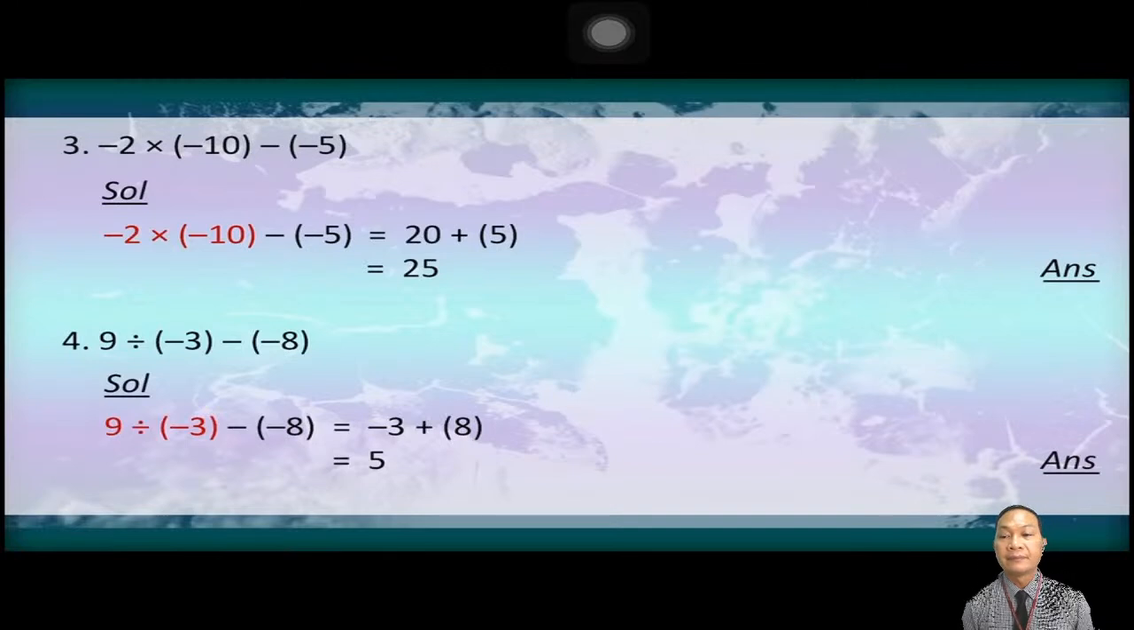Number 3 example. Negative 2 times a negative 10 minus a negative 5. The operations involved here are multiplication and subtraction. So using the rule, we have first to multiply negative 2 and negative 10 before subtracting negative 5. Negative 2 times a negative 10 is positive 20. And then minus negative 5, using the rule in subtracting integers, add the additive inverse of negative 5, which is plus 5. So combining 20 plus 5 is equal to 25.